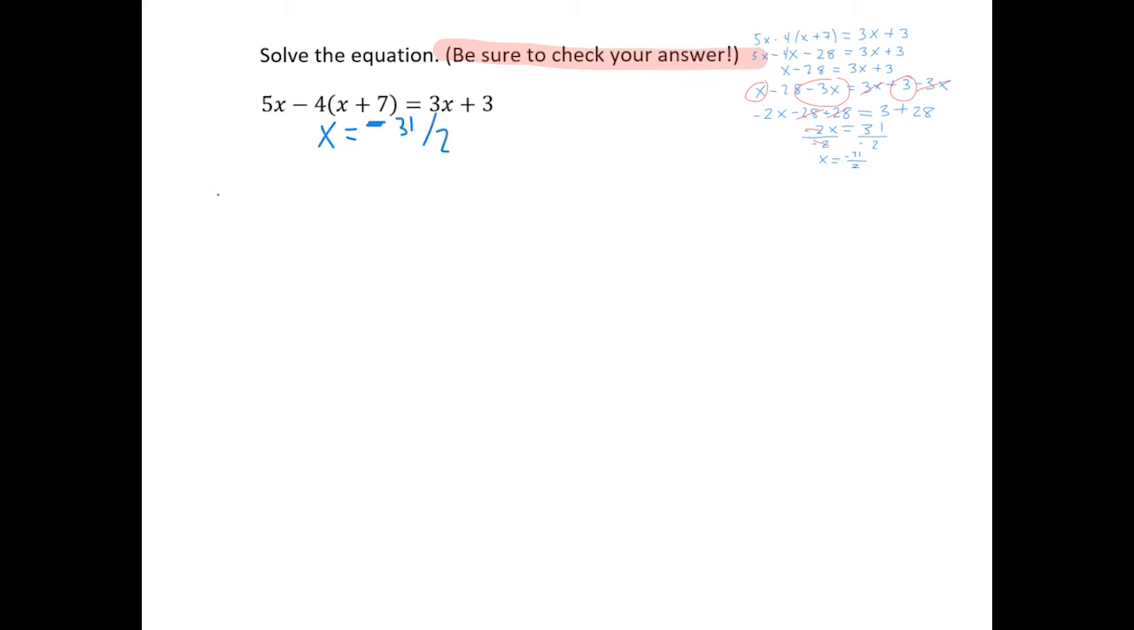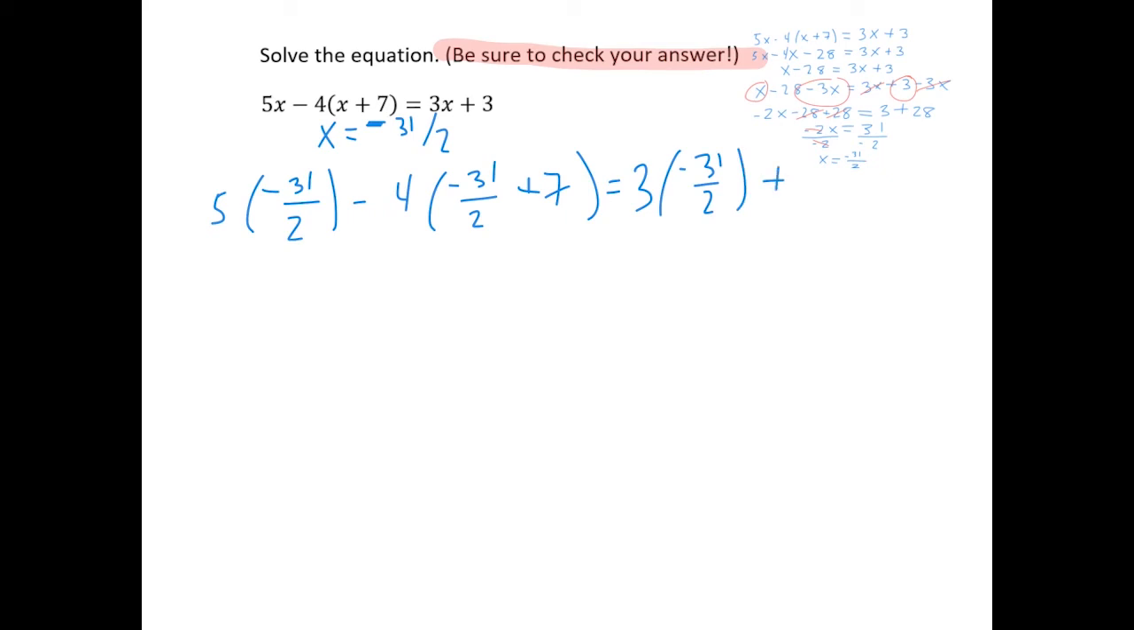So we'll have 5 times negative 31 over 2 minus 4 times negative 31 over 2 plus 7 equals 3 times negative 31 over 2 plus 3. All right, so let's start simplifying this.